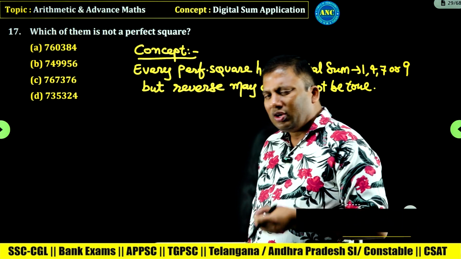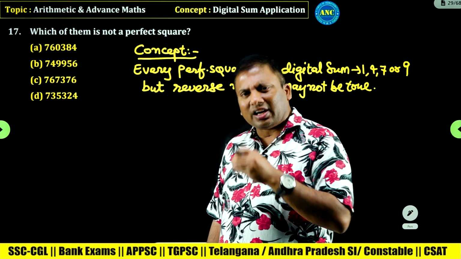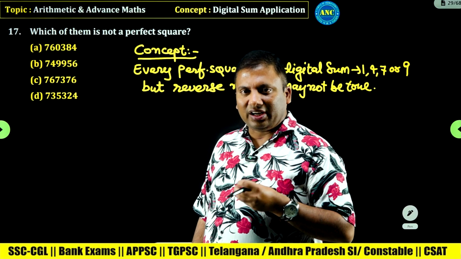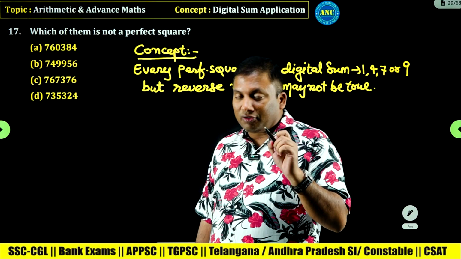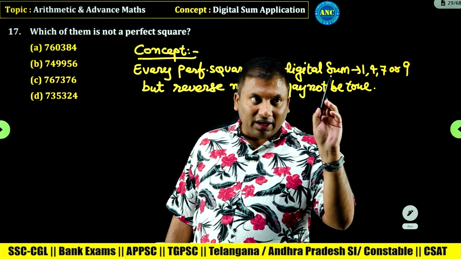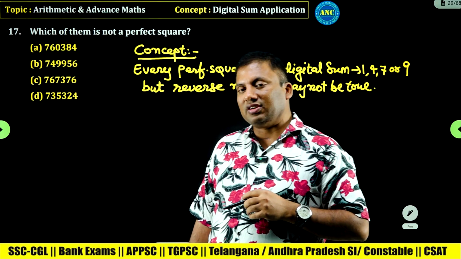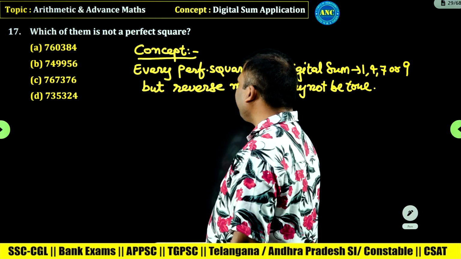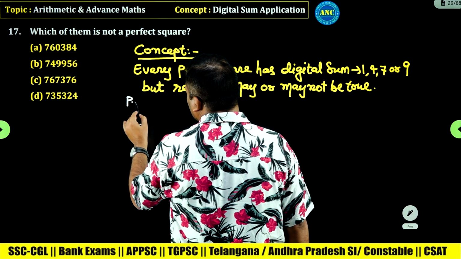22. The digital sum of 22 is 4. Does that mean 22 is a perfect square? 4 square is 16, 5 square is 25, right? 22 is not a perfect square. Listen carefully to this statement: if the number is a perfect square, it has a digital sum of 1, 4, 7 or 9. This will always be true, right? Sir, how did you get this concept?